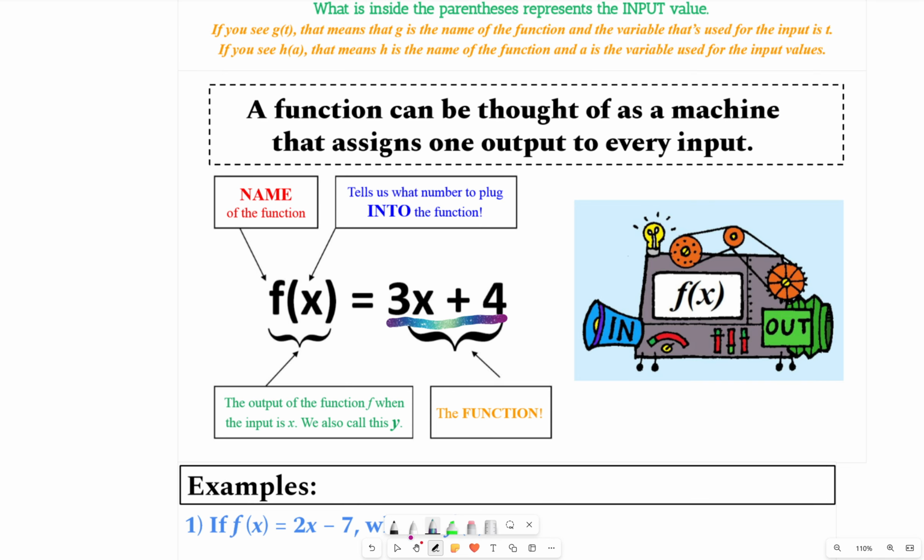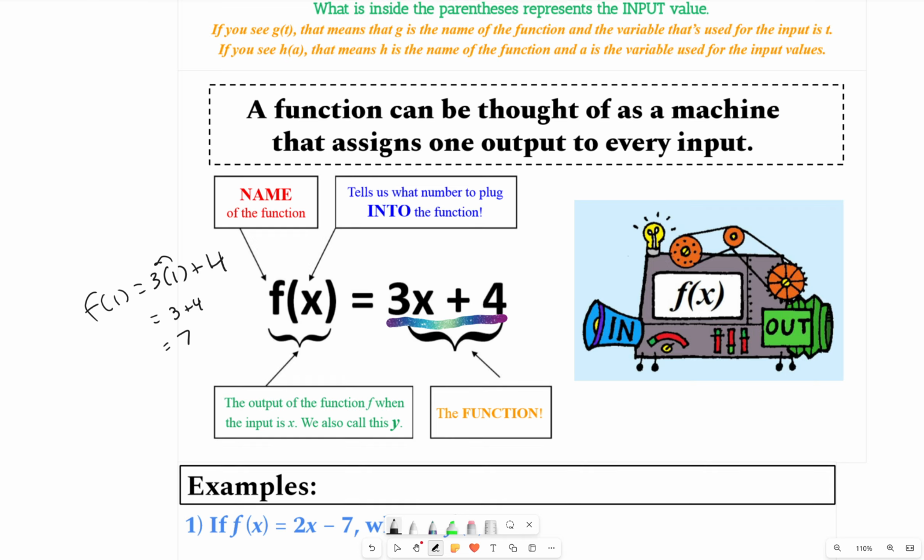So if we input, okay, maybe we switch back. If we input the value of 1, I'd write f of 1. It means input a 1. And if I follow the function rule, what do I do with that 1? Well, I multiply it times 3, and then I add it to 4. So we input 1 and we output 7.